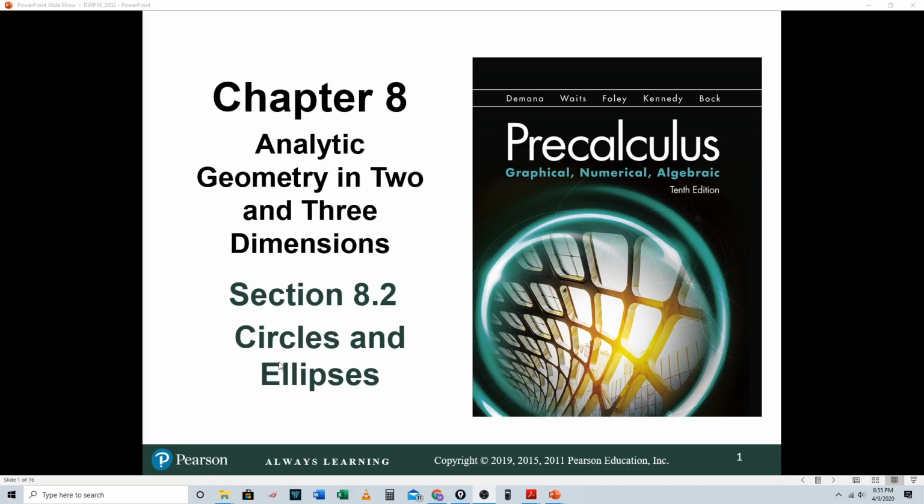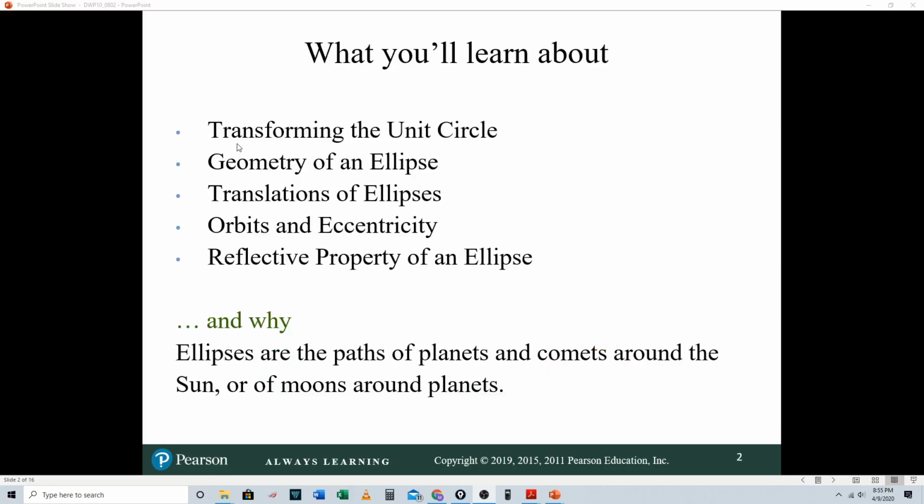Okay. So transforming the unit circle, we're not doing any of that. So we're just doing geometry of ellipses, translations of ellipses, orbits, and then eccentricity, and the reflective property of an ellipse. All right. Now, why ellipses? They are the paths of planets and comets around the sun, or of moons around planets. We all rotate in an elliptical pattern. Okay, it's not perfectly circular, it is elliptical.